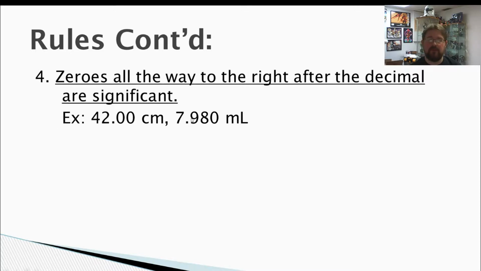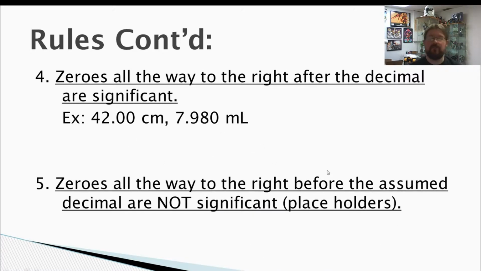7.980, the 7, the 9, and the 8 are all significant because they're not zeros. This 0 is all the way to the right, and it's past a decimal. That means it's also significant. So there's 4 sig figs in that measurement.